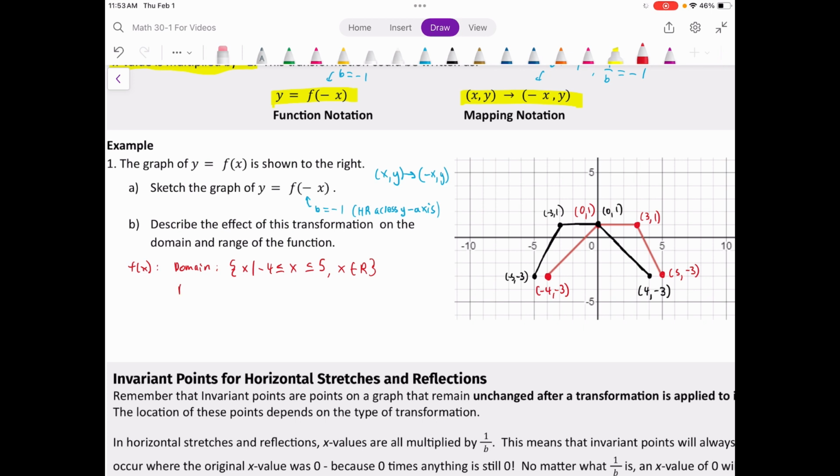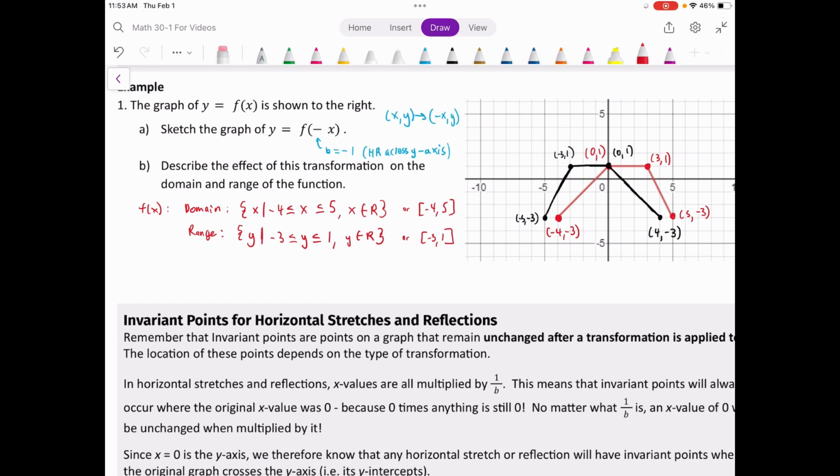What about the range? Now we're talking about y values for range. Well, it looks like the lowest it ever gets on the y-axis is negative 3. That's the lowest output this function ever gave us. The highest is 1, so negative 3 to 1, and y is an element of the real numbers. Again, you could also use interval notation. Could say negative 4 to 5, or negative 3 to 1. Okay, set notation's more common, but interval notation works too.